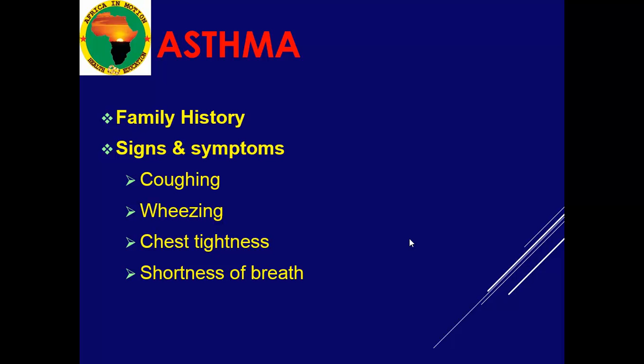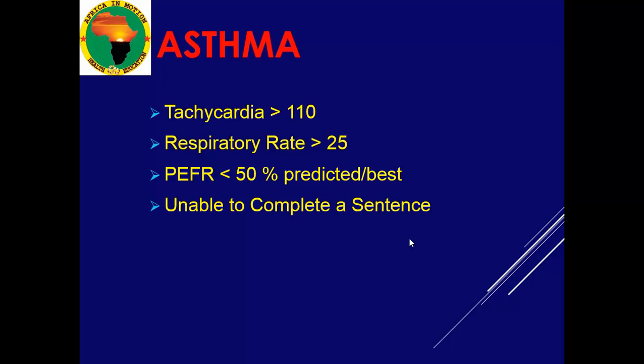Then we check signs and symptoms, where the patient most of the time will be having a cough, wheezing, chest tightness, and shortness of breath. Not only that, but also the patient will be having tachycardia, which is more than 110 beats per minute. That's a heartbeat. Then the patient will have tachypnea, respiration rate, which is above 25 per minute. Then peak expiratory flow rate might be less than 50% of the normal value.